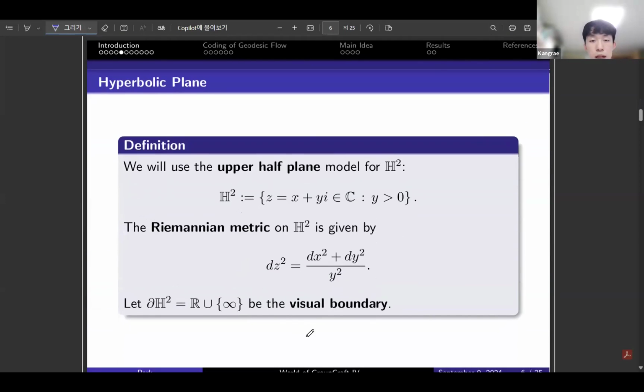Okay, here's the hyperbolic plane. We'll use the upper half plane model for the hyperbolic plane. So the hyperbolic plane would look like this. And the Riemannian metric on this plane is given as (dx squared plus dy squared) over y squared. And there's a boundary, this dotted line, and also there is an infinity point. So this R together with the infinity point should be called the visual boundary.